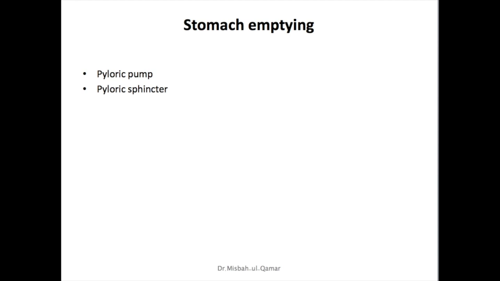Now, this is an important topic. Emptying of your stomach occurs at a slow rate, which is suitable for proper digestion and absorption by the small intestine. This emptying is promoted by intense peristaltic contractions in the stomach antrum, and it is opposed by varying degrees of resistance to the passage of chyme at the pylorus. In other words, the emptying depends upon the activity of the pyloric pump and the tone of the pyloric sphincter.